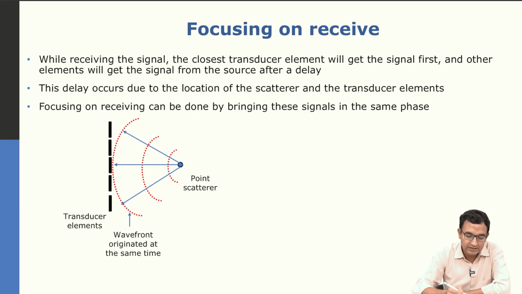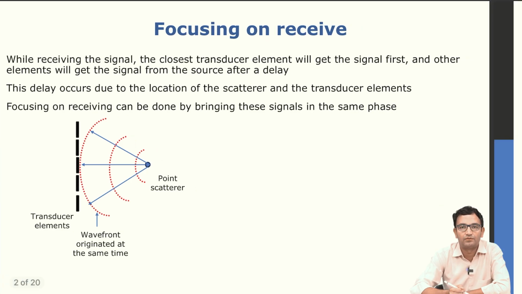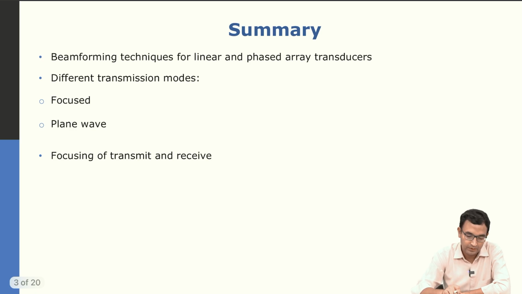So, what we can do is, we can correct for this delay and we can make all the signals align, and then when we sum up the signals, we will get a strong signal from these scatterers. So, for that reason, this is called focusing on receive. Focusing on receive allows us to bring these signals in the same phase and we make them sum up constructively. So, like we discussed, focusing can be done both on transmit and on receive. More on this later.